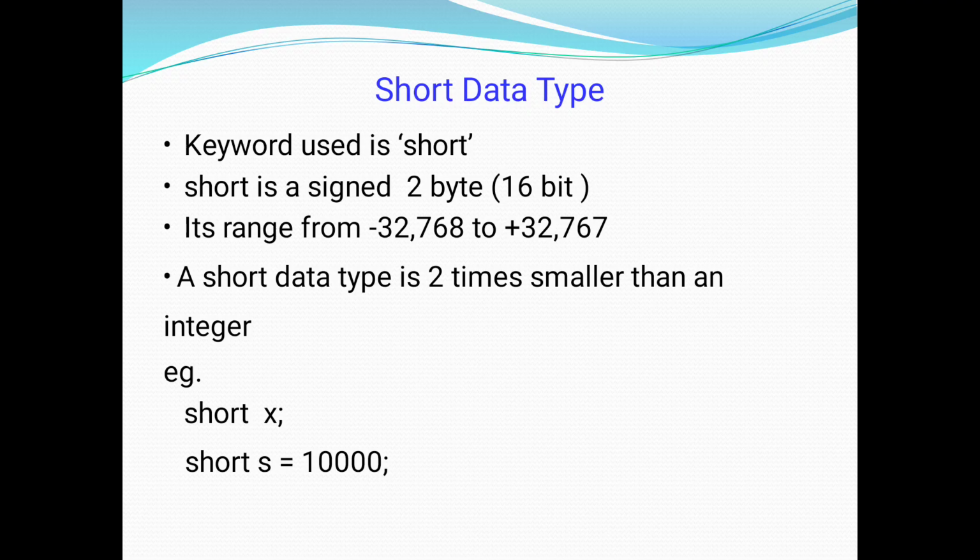Next, we can see the short data type. The short keyword is used to declare a variable as a short data type. It occupies 2 bytes, that is 16 bits. Its range is from -32768 to +32767. It is 2 times smaller than an integer. We can see 2 examples. Here x is a variable declared as a short data type, and in the second example variable s is declared as a short and 10,000 is the value initialized to the variable s.